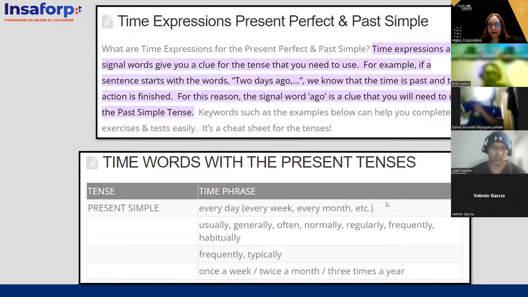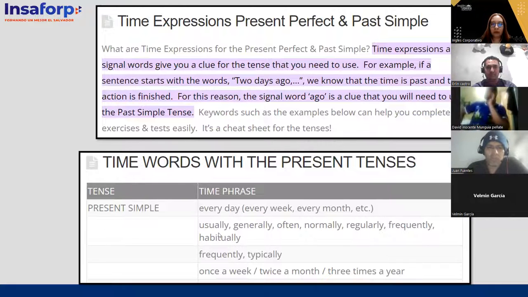Cada año digo que me voy a cambiar de trabajo. Every year I'm going to change my job, right? No necesariamente de estos, dije every year, pero estoy indicando que es algo que pasa cada año, por tanto lo puedo decir en present, right? De ahí tenemos las otras que son más fáciles de usar y más comunes. Usually, que es tal cual, usualmente, okay?